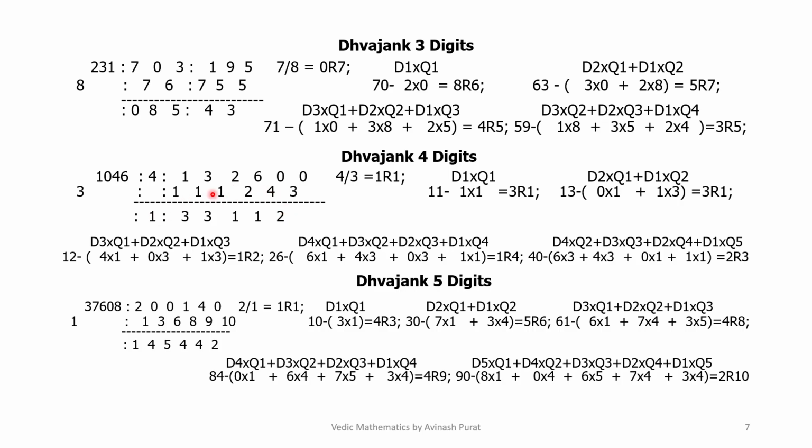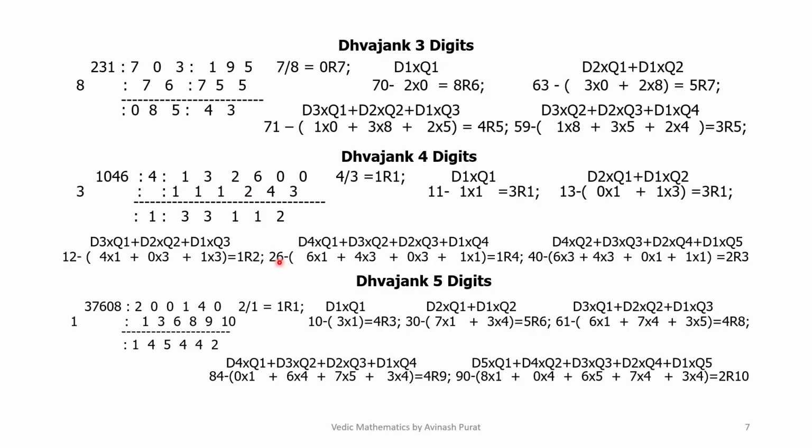Now next dividend is 12. 12 minus D3 into Q1, D2 into Q2 and D1 into Q3. So 12 minus 4 into 1 plus 0 into 3 plus 1 into 3, that gives you 1 quotient and remainder 2.